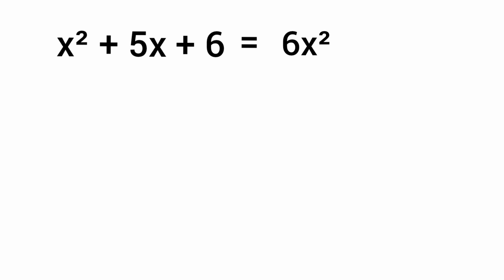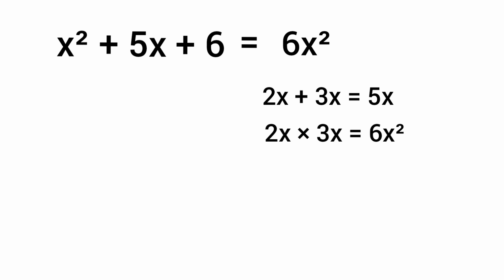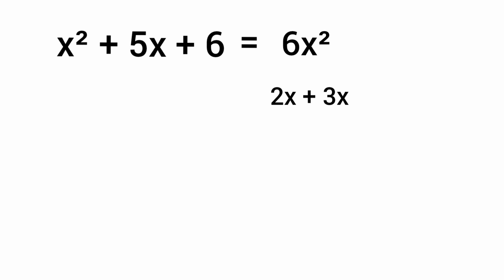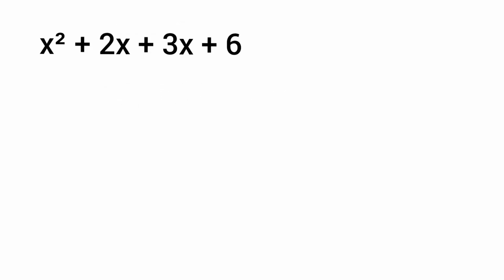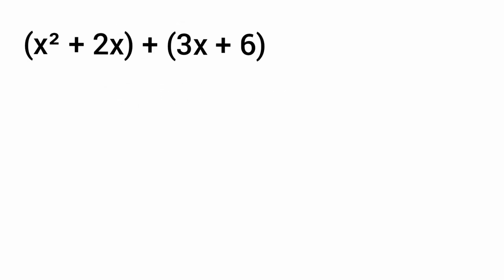Now these two factors can only be 2x and 3x. Meaning when you add 2x to 3x, you will get 5x. And when you multiply 2x by 3x, you will come up with 6x squared. The next thing is to use this 2x plus 3x to replace the 5x in the equation. Now the next thing to do is to pair the first two terms and the last two terms. Then you factorize. Now let's find the highest common factor of x squared plus 2x.